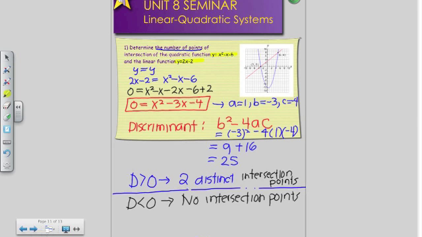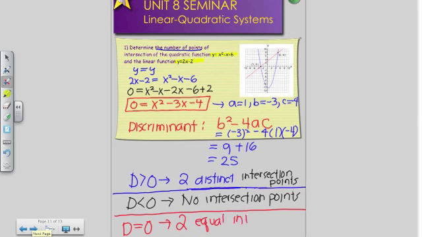And there's one more situation that you need to know for your unit guide. When D is equal to 0, you're going to have 2 equal intersection points. And that's another way of saying 1 intersection point, since 2 equal intersection points just means 1 intersection point. So let's change that so you don't get confused. We'll change that to 1 intersection point.